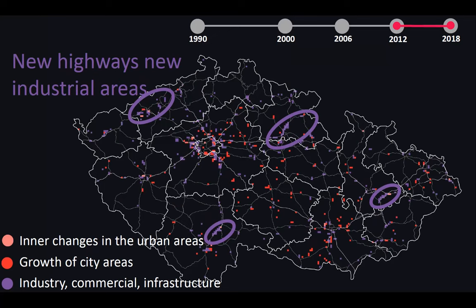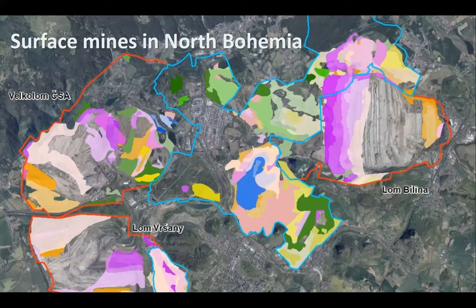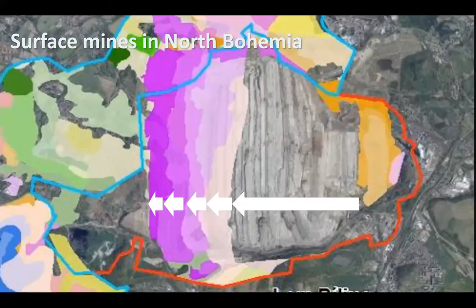That is not very progressing. So from time to time, you can see something. You can actually see nicely on these pictures and on this data of the surface mines in North Bohemia, specifically this one. So the arrow shows the period from one quarry mapping to another.